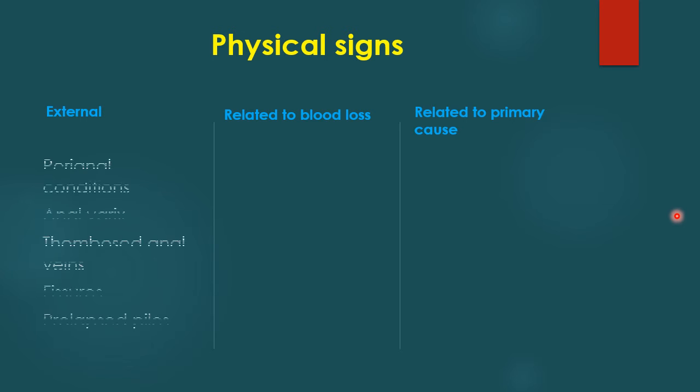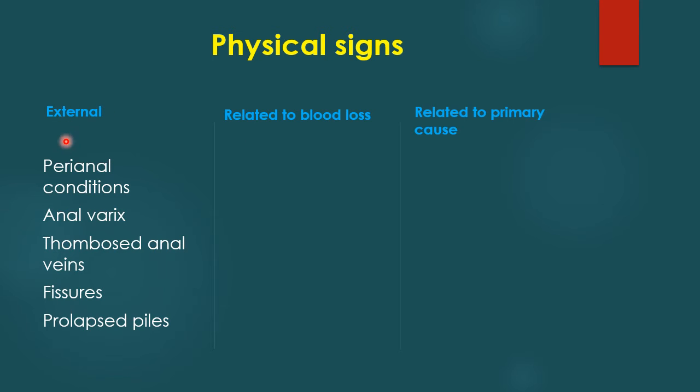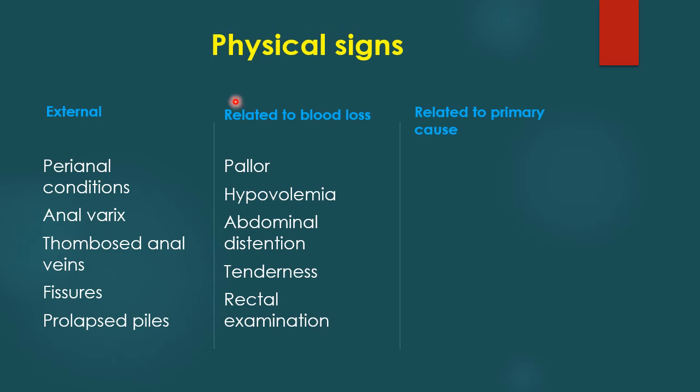Okay, now what are the physical signs? Physical signs can be external, related to these conditions, that can be easily excluded by local examination of the anal region. Perianal conditions: anal varix, thrombosed anal veins, fissures, and prolapsed bowel. Signs can also be related to the blood loss, like anemia, pallor, hypovolemia, abdominal distension, abdominal tenderness, and rectal examination, which in fact can exclude most of these conditions in most patients.